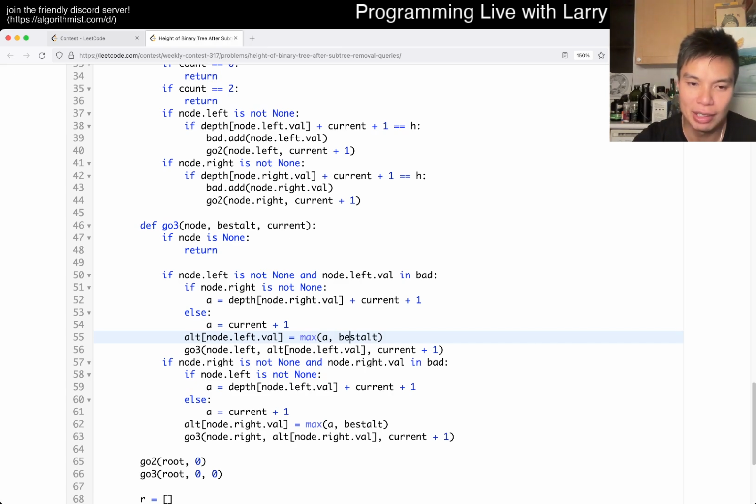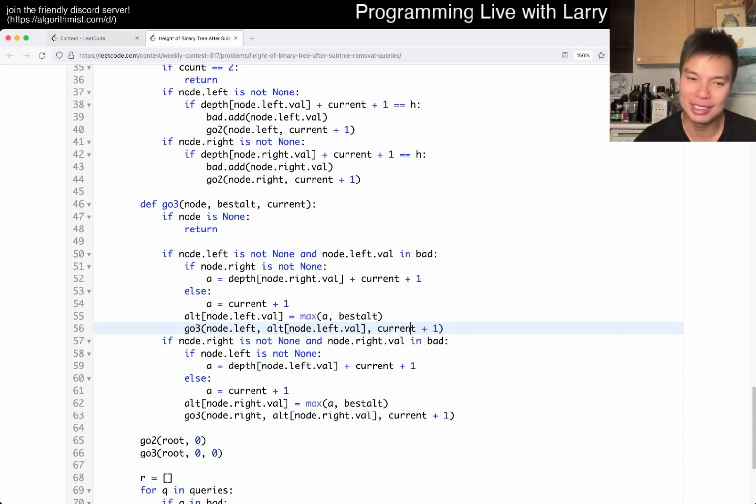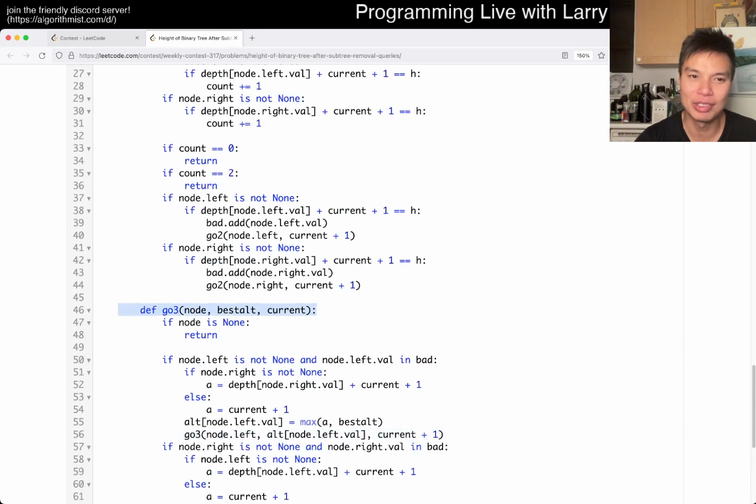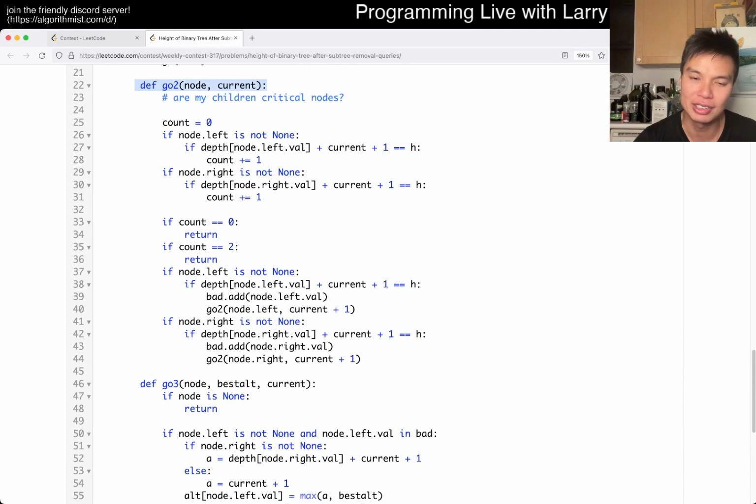So that's basically what best alt is, and I pass in technically the best alt of all these things. So yeah, and then I just do a recursion on this node and increase the depth. And yeah, that's pretty much it. I think these two don't have to be different functions, but that's the way that I was thinking through it.